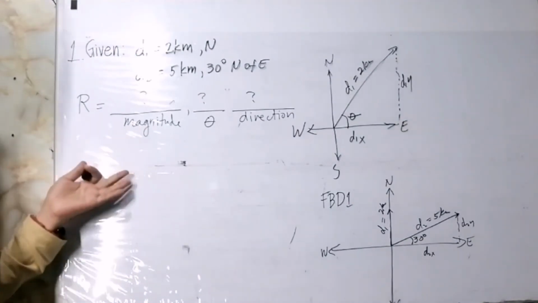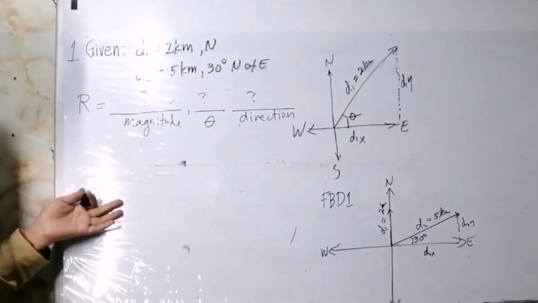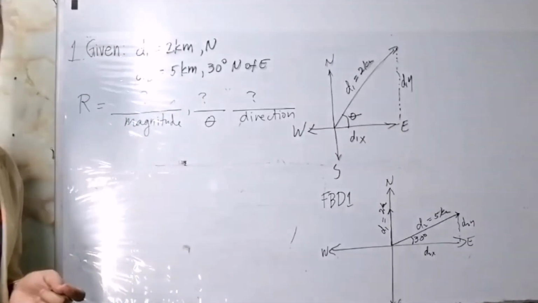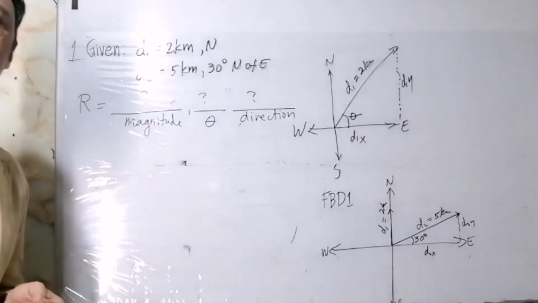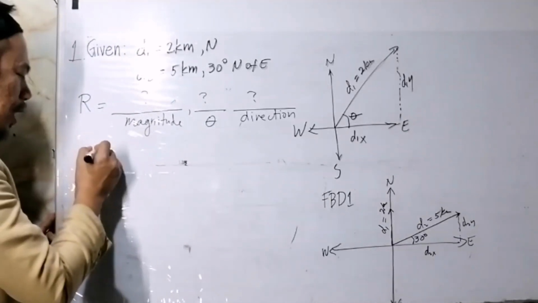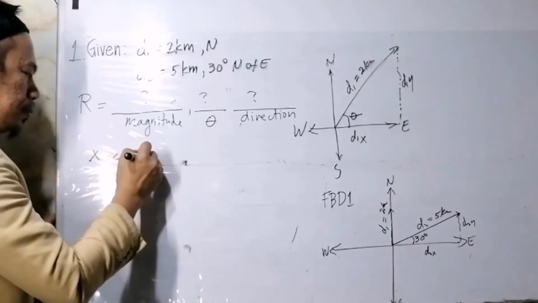Now, let's start with the magnitude. How do we get the magnitude? Of course, we start with the x and y component. We have to solve for the summation of x and summation of y. Okay? So, let's start with the x component.